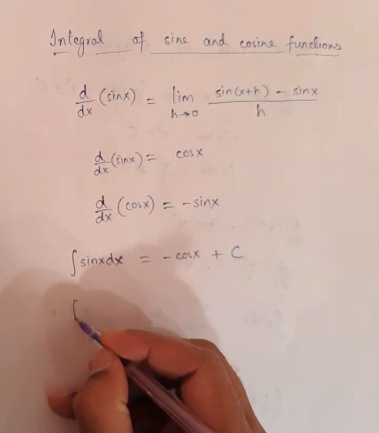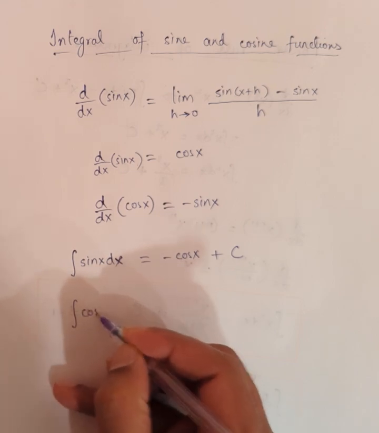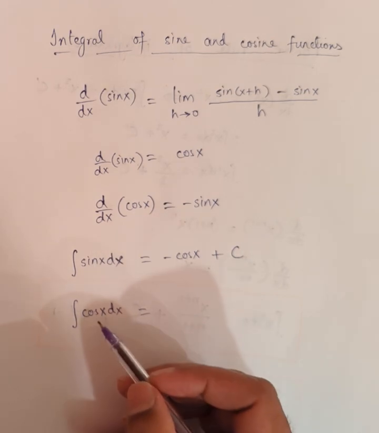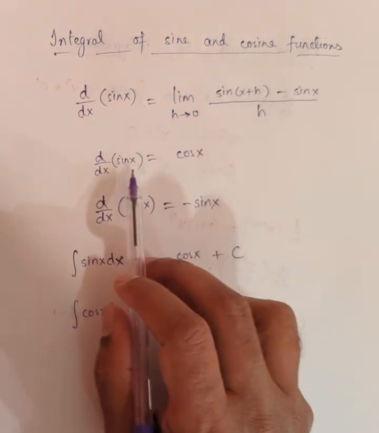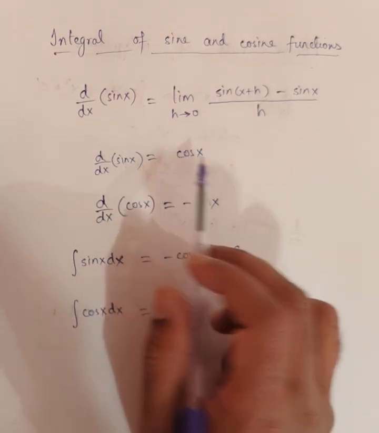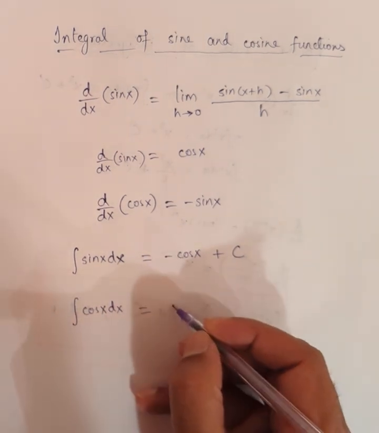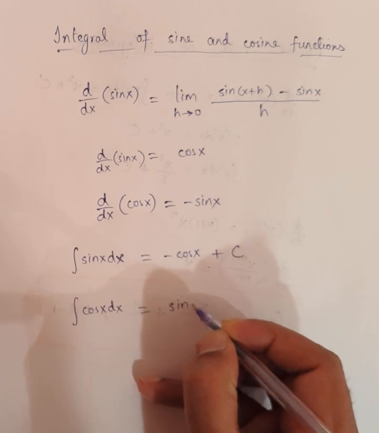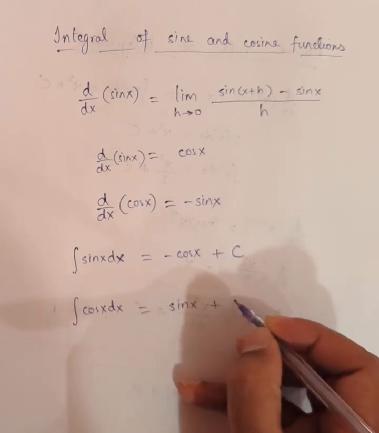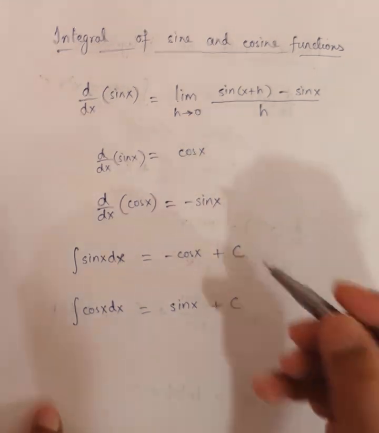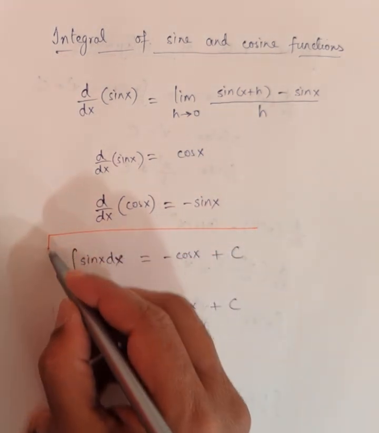And to integrate cosine x, you say, if you differentiate sine x, you are getting cosine x. So cosine x is coming from sine x, which means the integral of cosine x will be positive sine x. So these are the integrals of sine and cosine x.